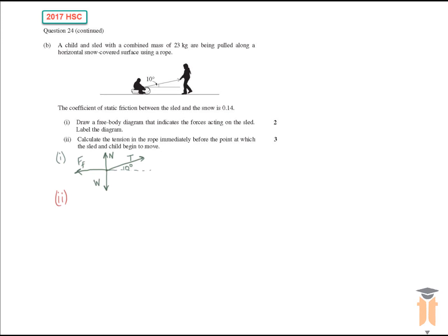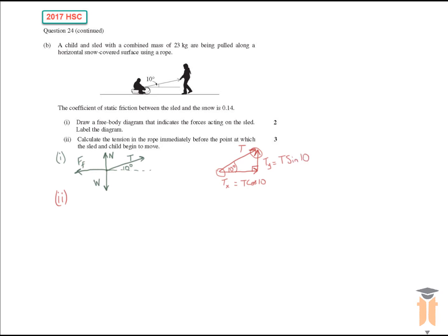But before we do that, let's break up the tension force into its x and y components. So we have tension going this way. This is my horizontal, and this is my vertical. Remember, head to tail. So there's my right angle, there's my 10 degrees. The horizontal component, Tx, is equal to T cos 10, and the vertical component, Ty, is equal to T sin 10.